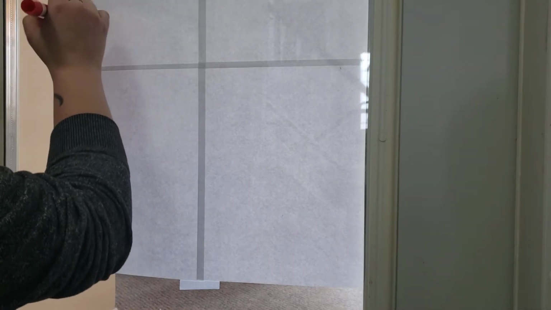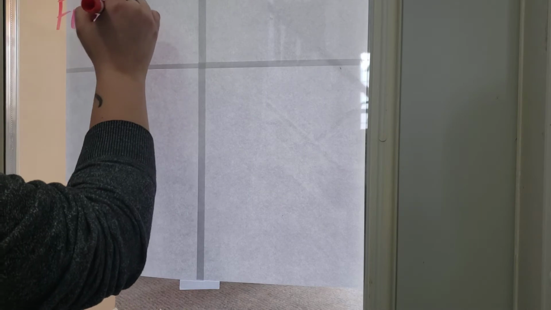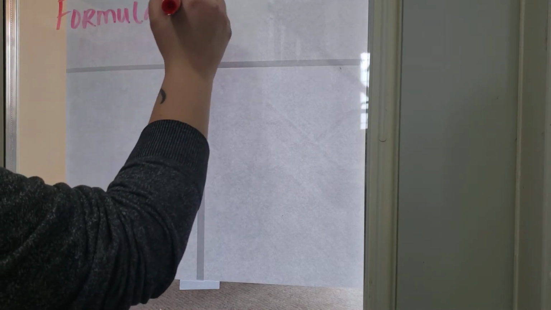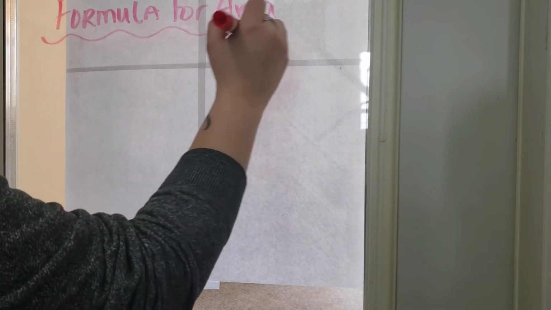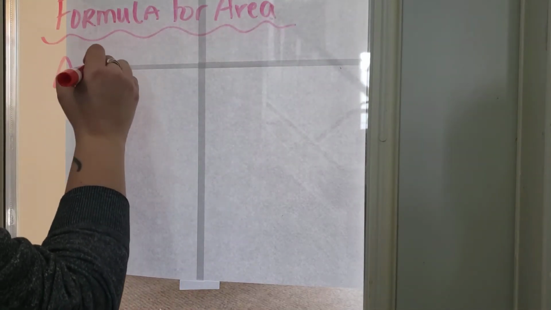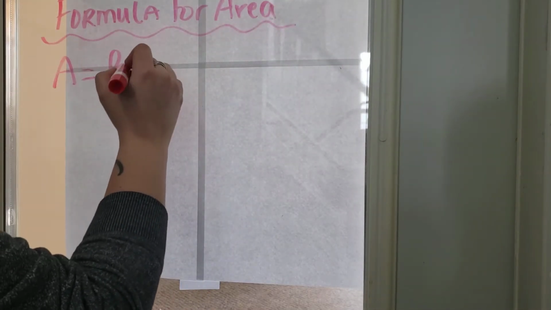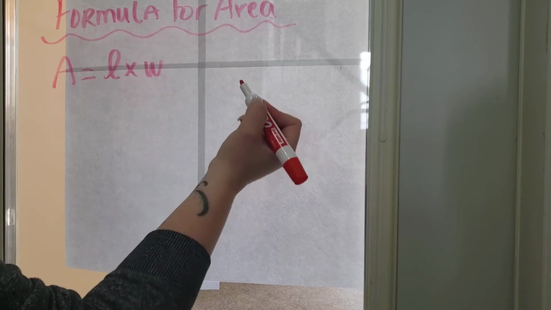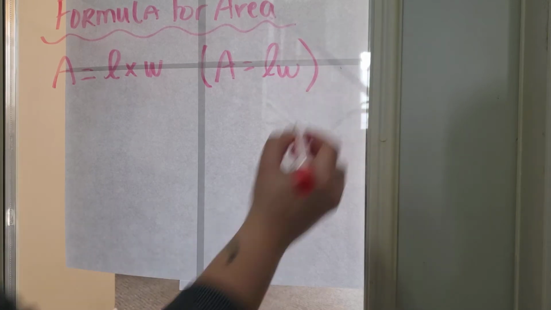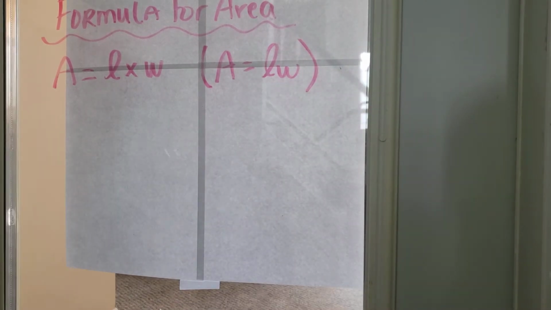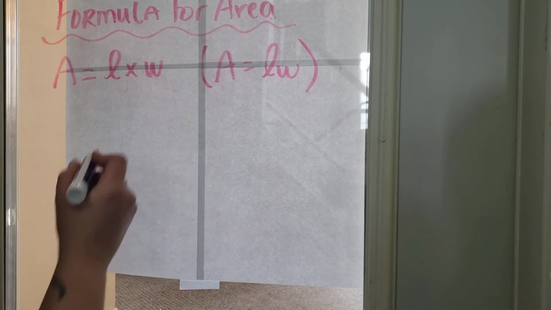Okay, so we're moving into area. First thing you need to know is the formula for area. Area equals length times width. It can also be written area equals LW, because two things side by side means they're being multiplied together.